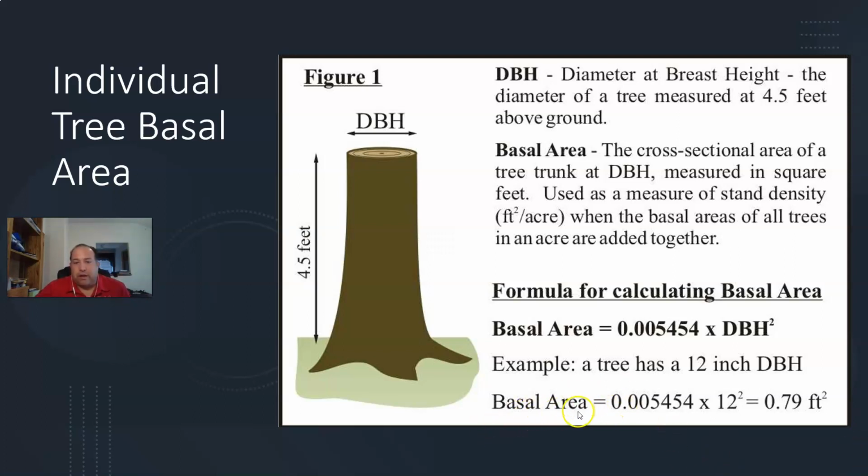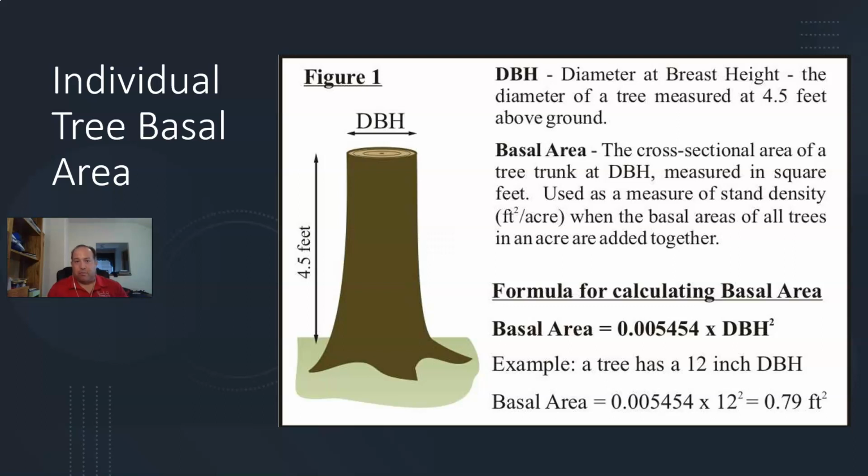So then we take our formula, 0.005454 times 12 squared, and that gives us 0.79, or 0.8 square feet. So for this 12-inch tree, this area right here is 0.8 square feet. But when you hear a measurement like that, because it's just the one tree, it's good. We know how much space that tree is taking up.